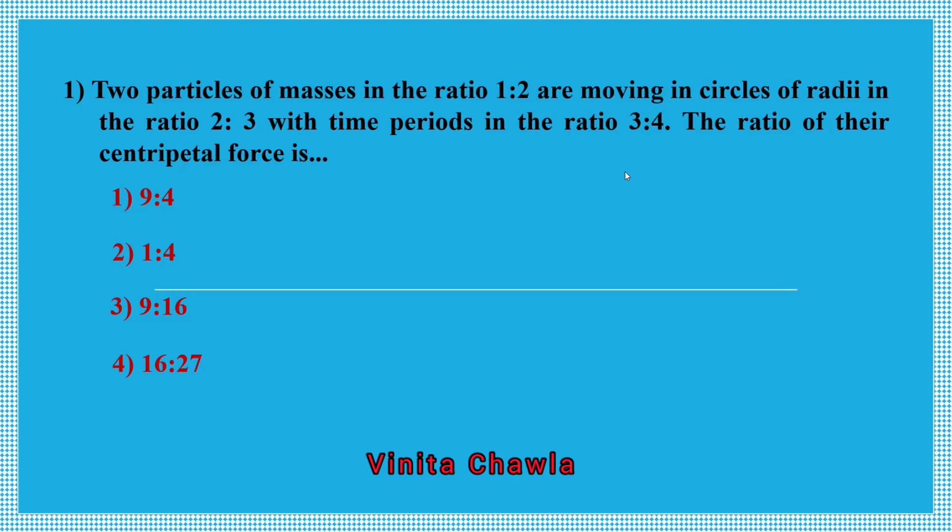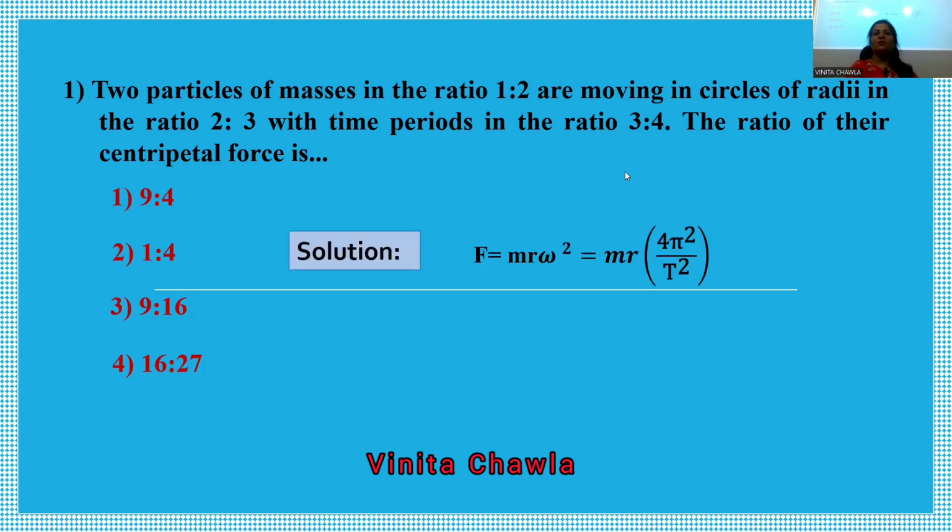Centripetal force क्या होगा? M into centripetal acceleration, means M omega square r, or we can say mv square by r, right? We know the relation between omega and time period. Masses का ratio given है, radii का ratio given है, time periods का ratio given है, and centripetal forces का ratio find करना. ठीक है, this is how we write centripetal force. M into centripetal acceleration, mass into omega square r.